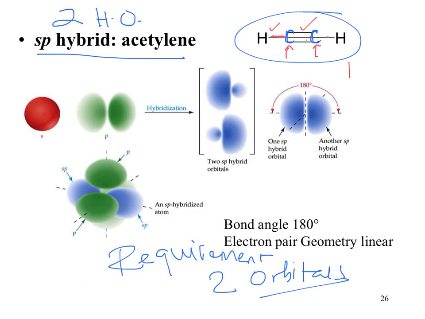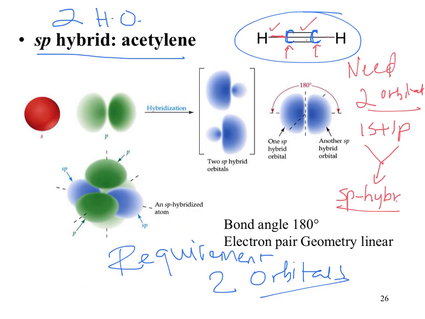So you need only 2 orbitals, and hence you mix the s and the p to get only 2 hybrid orbitals. So one s and one p orbital put together is going to give you your sp hybrid orbital. Now, the bond angle is going to be 180 degrees, and the shape for this kind of structure is going to be linear.